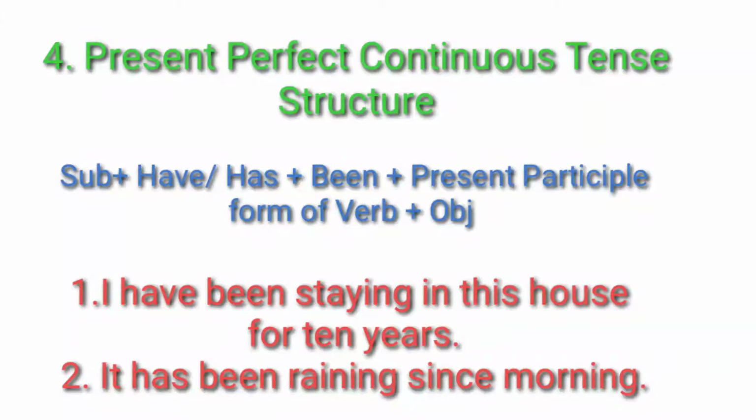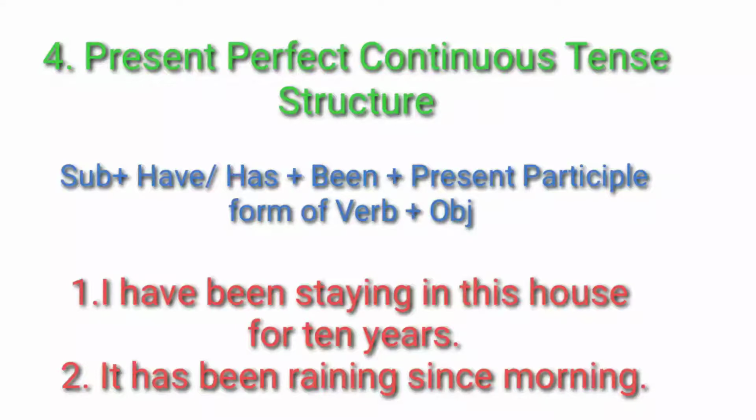The fourth tense form in present tense is present perfect continuous tense. Say an action took place in the past and is continuing at present in a period of time, then we use present perfect continuous tense. Present perfect continuous tense and its structure: subject plus have or has plus been plus present participle form of verb plus object. All these things you have to keep in mind when framing sentences in present perfect continuous tense.